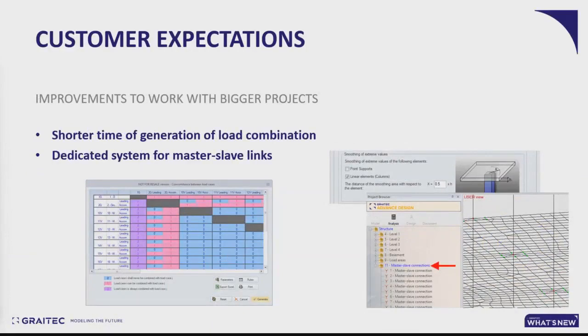And there are also improvements that are especially useful when working with bigger projects. First, in the case of models with thousands of load combinations, the generation time is now much shorter. Second, in the case of a multi-story building with a column-slab system, to smooth extreme values on slabs above columns, we automatically generate master slab links. Such links are now grouped into a dedicated system, so it's much easier to manage them.